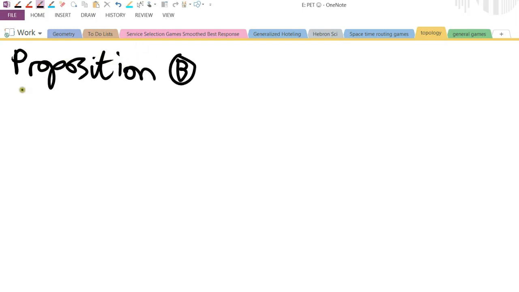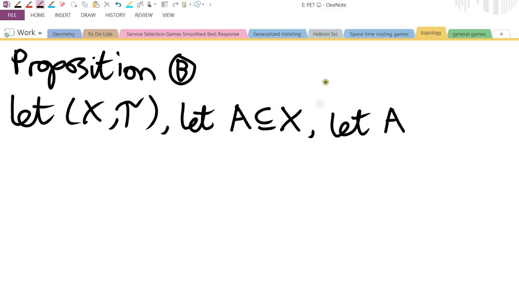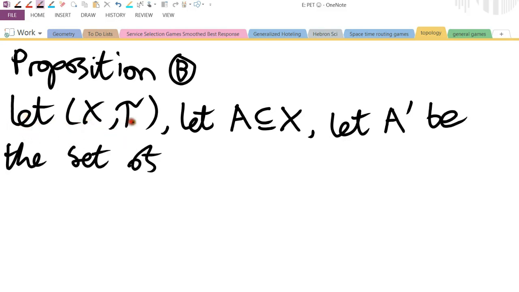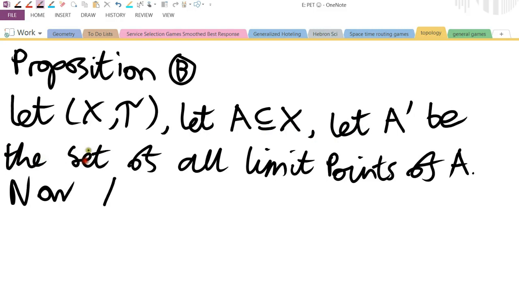So what proposition B says is that suppose we've got a topological space (X, tau), and let A be any subset of that space, and let A' be the set of all limit points of A. Now what our result says, what proposition B says, is that A union A' is a closed set.